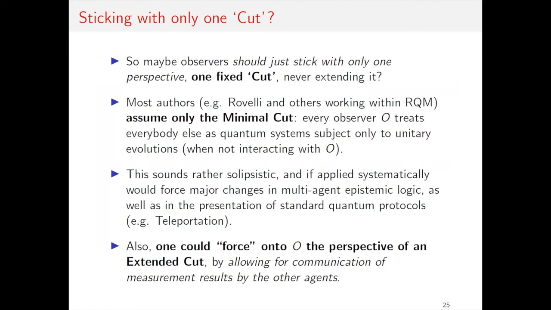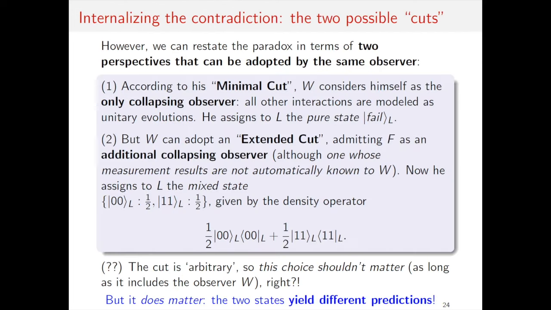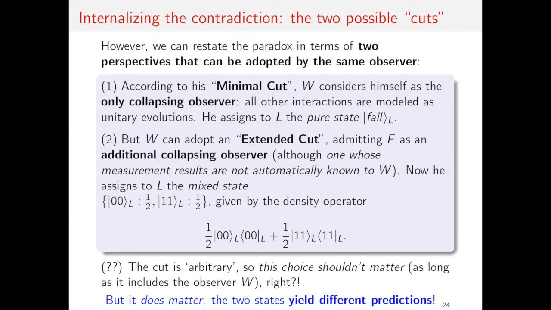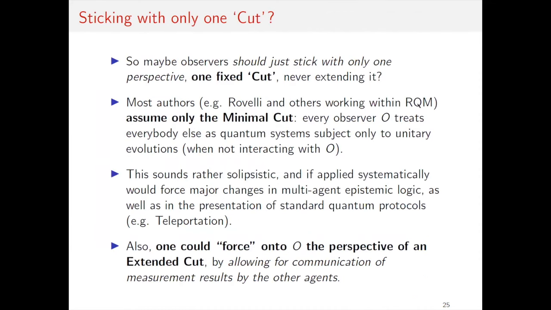Maybe observers should always stick with only one perspective, one fixed cut, never extending it. By the way, when Rovelli and others work in this relational quantum mechanics, they consider always the state of a system relative to an observer, but that's not telling you much. They also implicitly consider the minimal cut always, which means from the perspective of that observer, he always considers himself as the only observer, right? So the other perspective simply doesn't exist for them, so to speak.